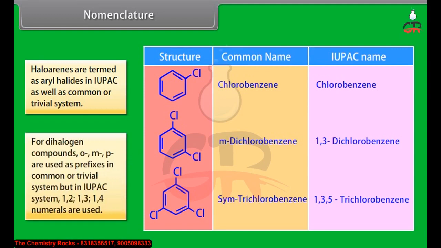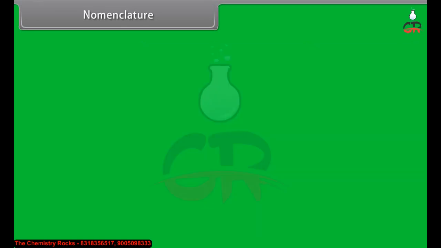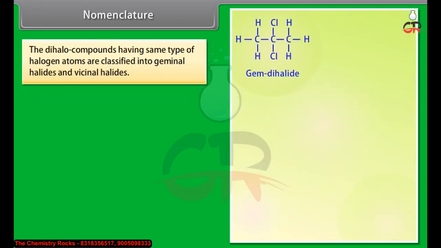For dihalogen compounds, ortho, meta, and para are used as prefixes in common or trivial system, but in IUPAC system, 1,2, 1,3 and 1,4 numerals are used. Nomenclature. The dihalo compounds having the same type of halogen atoms are classified into geminal halides and vicinal halides.